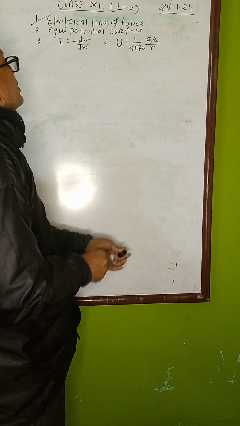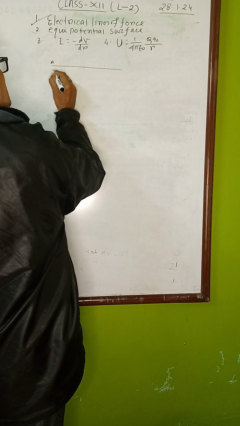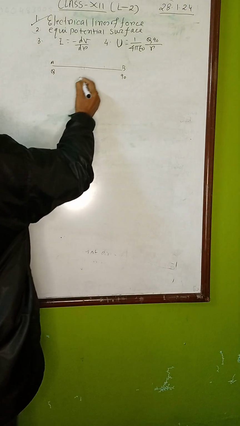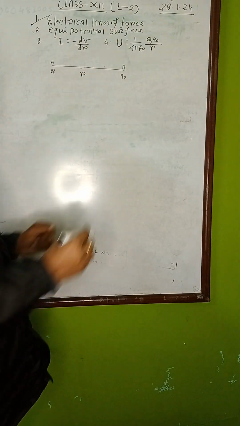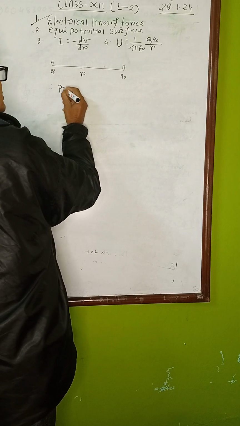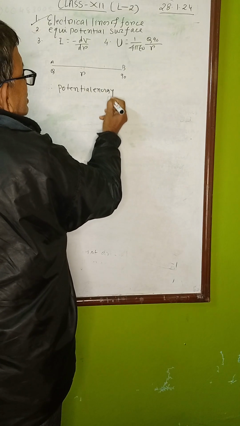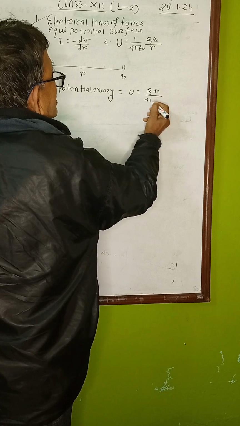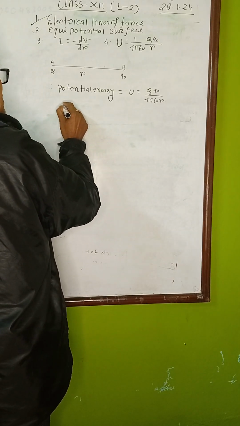Now, if two charges, suppose at A Q is the charge, at B there is a Q0 charge, with a gap between them, then due to interaction by the field we have potential energy U equal to Q Q0 by 4 pi epsilon naught R. If there are so many charges, we can write the total potential energy easily.